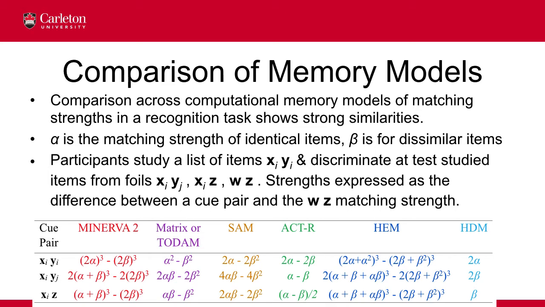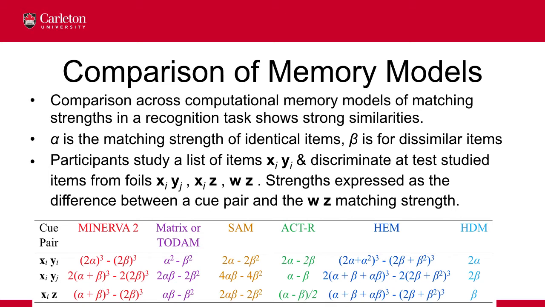Each memory model has studied a set of pairs xi and yi. The table shows the matching strength elicited from each model when presented 3 different cues: one of the studied pairs xi, yi; an unstudied pair of studied items xi, yj, where i does not equal j; and a studied item paired with an unstudied item xi, z.